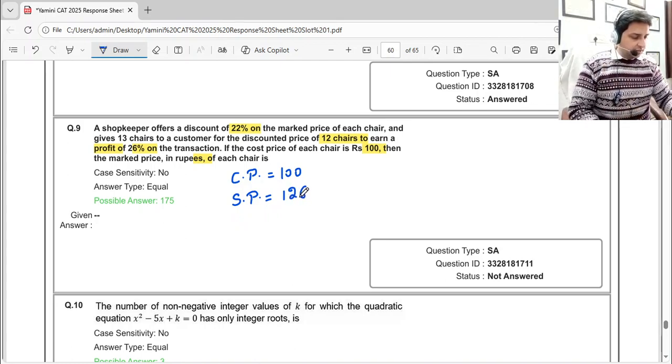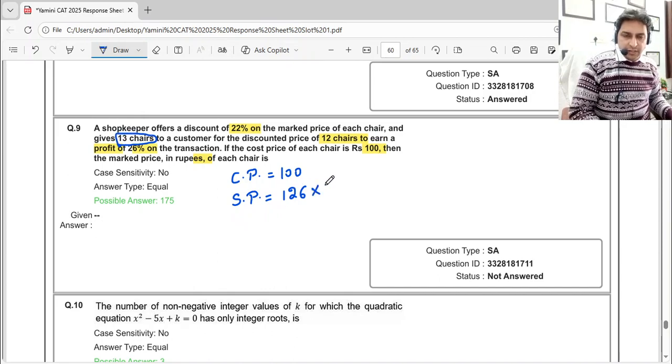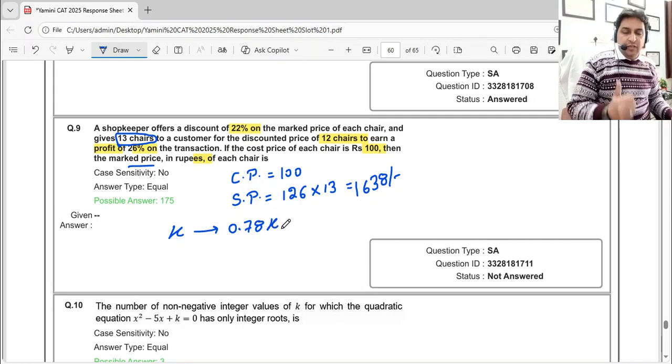But how many chairs did he sell? He sold 13 chairs, so the total amount he earned is 13 into 126, that is 1638. That is exactly what was earned. And we have to find out the market price. Let's say the market price is x. He's giving a discount of 22%, which means each chair is being sold at 0.78x.